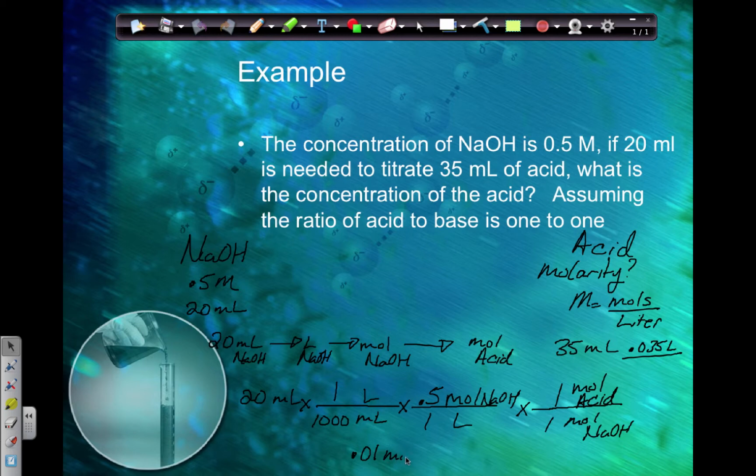So I have 0.01 moles of my acid, so I need my molarity. So that's going to be 0.01 moles divided by 0.035 liters. And 2 sig figs, so 0.29 big M.